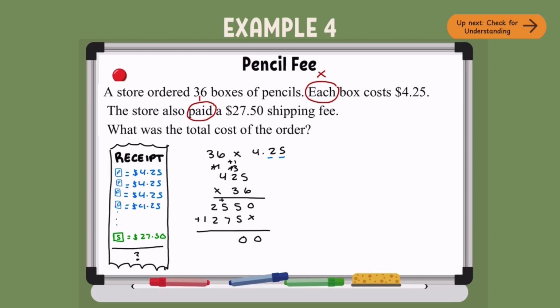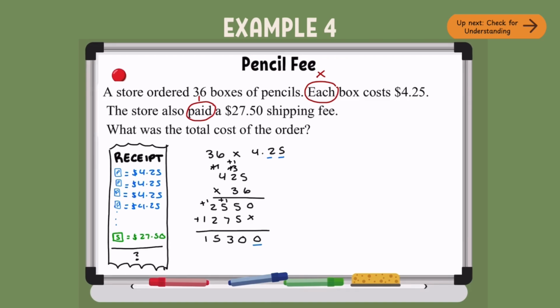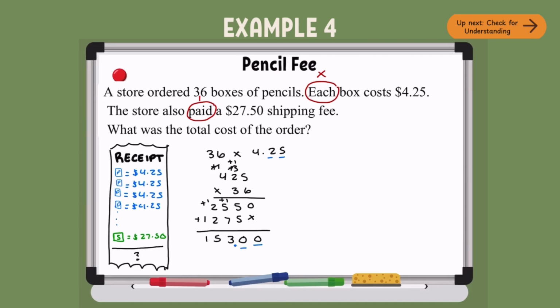So as we're getting to the end of our product, remember, when we have our final answer, we're going to start from the ones place and underline 2 numbers and then place our decimal. So underline the 2 zeros, decimal, and add a money sign because we are talking about money. So we have a total of $153. Is $153 our total cost though? It's not. It's only the cost of the pencils. So we have some more math to do.